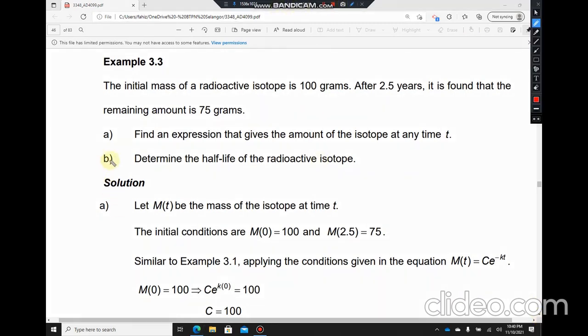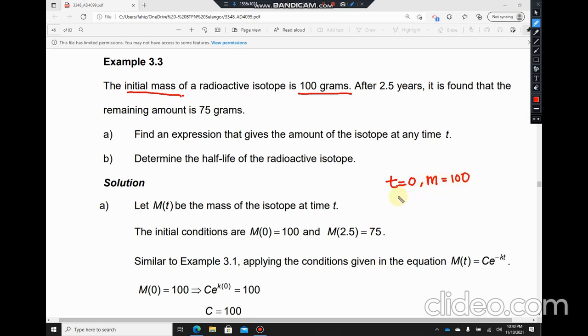Okay, the initial mass of radioactive isotope is 100 grams. Okay, so bila kita ada information kat sini, kita kumpulkan dulu. So kita assume bila T sama dengan kosong, sebab dia adalah initial. So initial dia adalah 100.